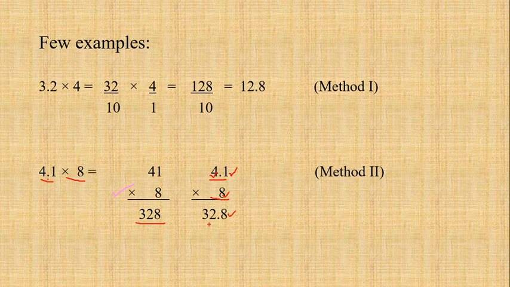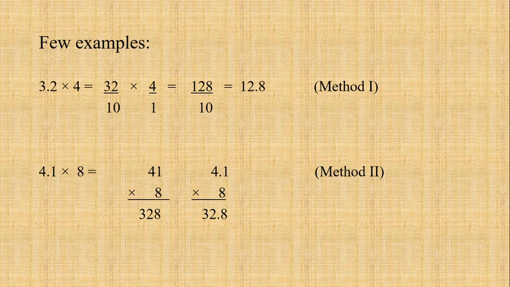Now children, since I have one decimal place from the right, in total only one number, this 4.1, has a decimal place. 8 doesn't have any decimal place, so I don't have to worry regarding 8. I only have to worry regarding 4.1 and I have in total only one decimal place. So I am counting one decimal place from the right in my answer. So my answer appears 32.8.